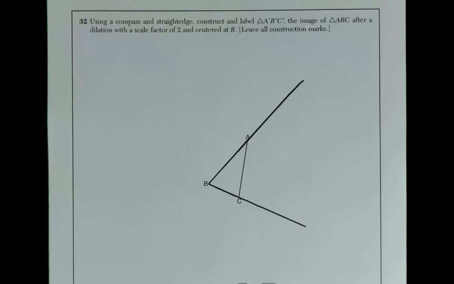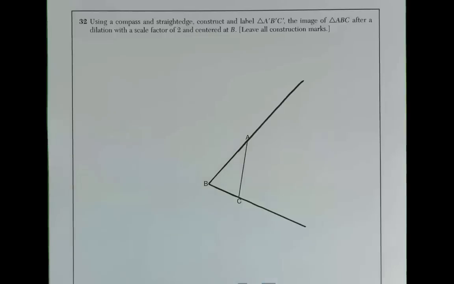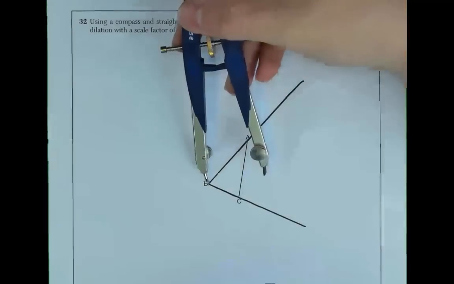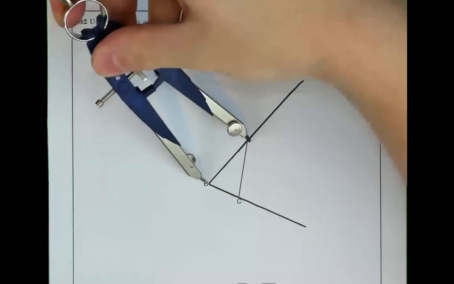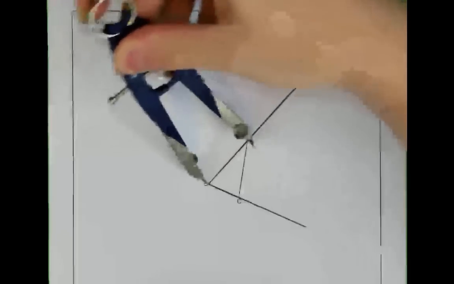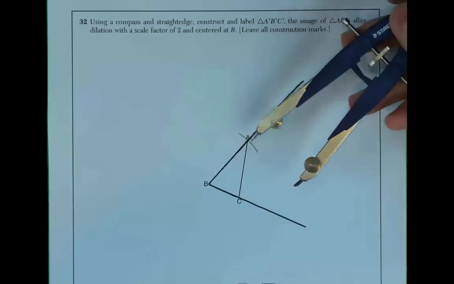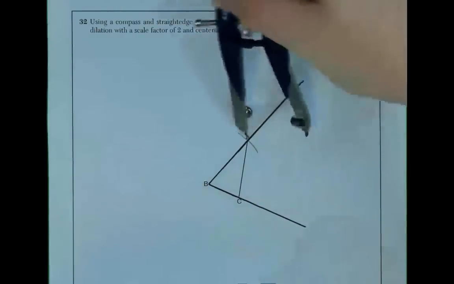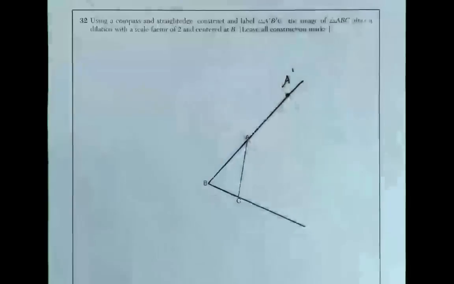Now your goal is to just dilate this by a scale factor of 2. But what does that really mean? Well, you're just going to double the length of AB and the length of BC. In order to do that, you need to take your compass and place it on B and touch at A. Your goal is to copy line segment AB. So what I just did is I just copied line segment AB. Using the exact same compass setting, I'm then going to place my compass point on A and do it again. What this will do is create this point, which is now A prime. As you can see, it's being dilated by a scale factor of 2.